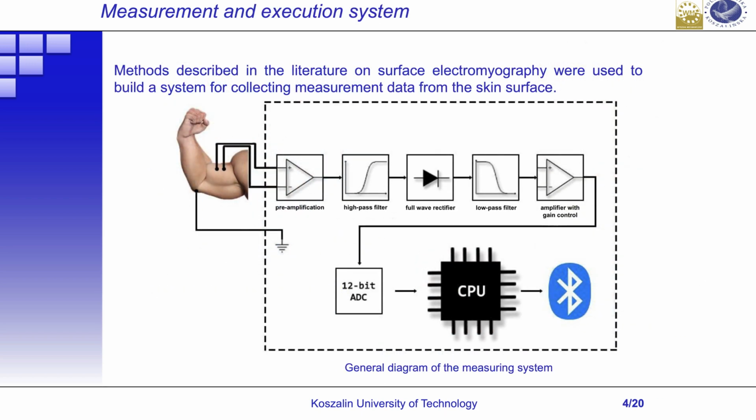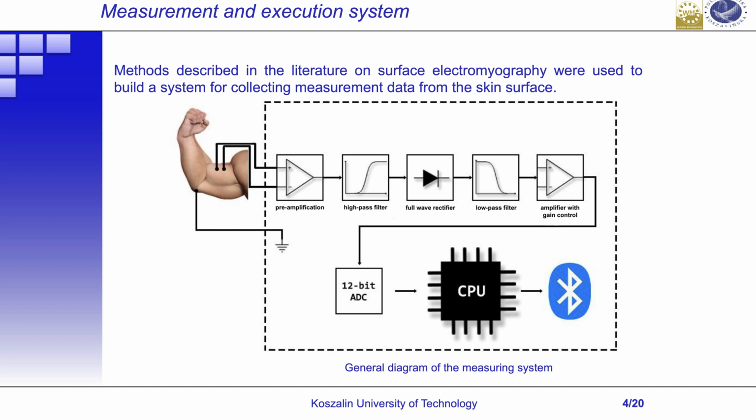Methods described in the literature on surface electromyography were used to build a system for collecting measurement data from the skin surface. A general schematic of the implementation of the measurement system is shown in the picture. The operation of the system begins with the collection of voltage data from the skin surface to read the sEMG signals generated by the motor units present in the muscles.